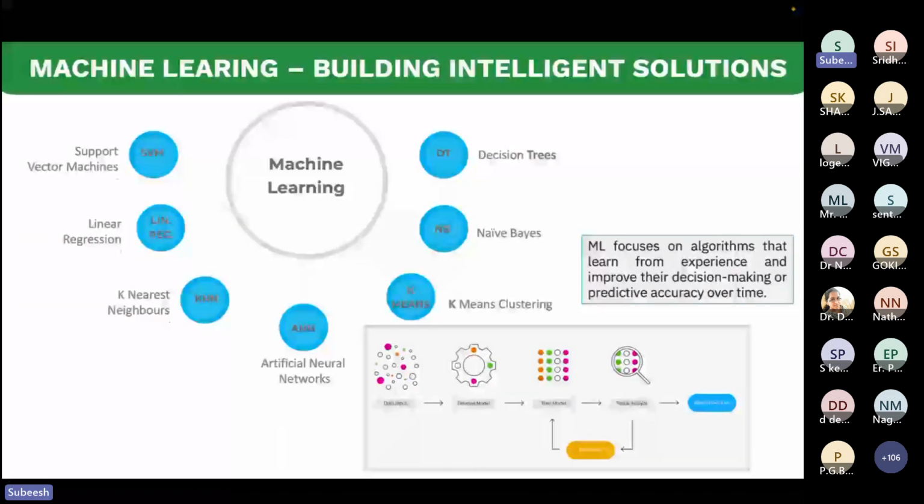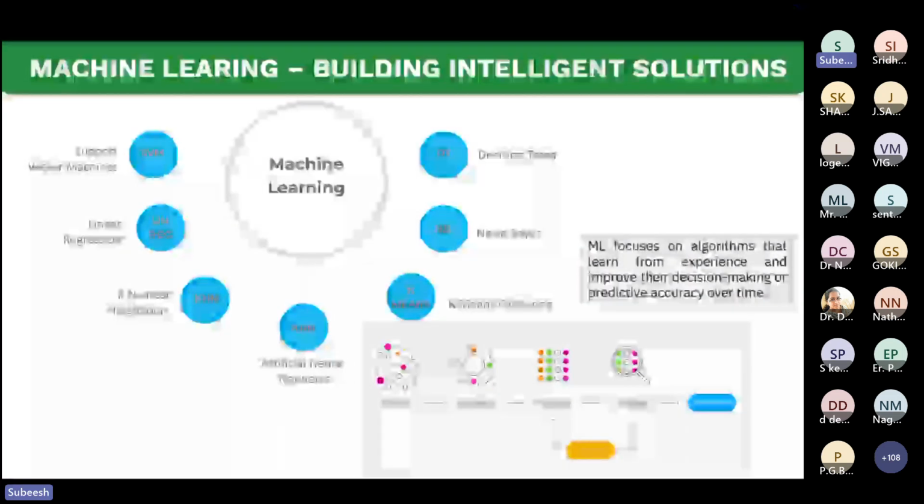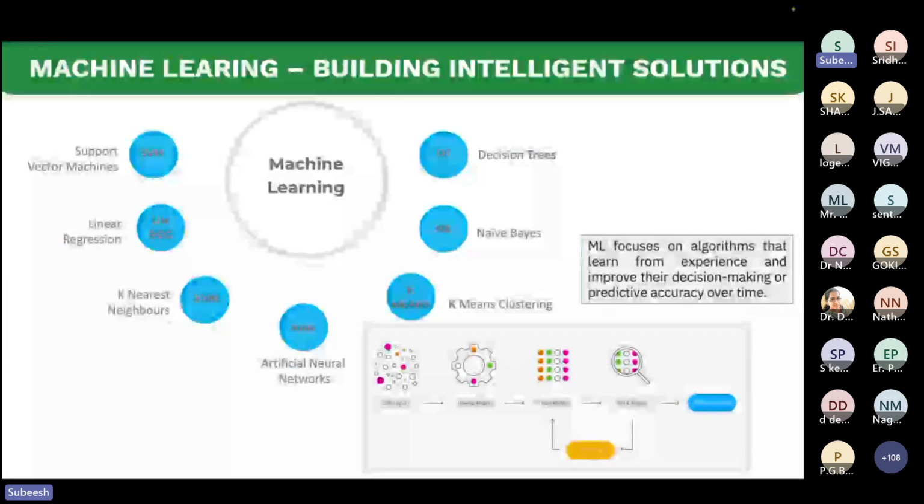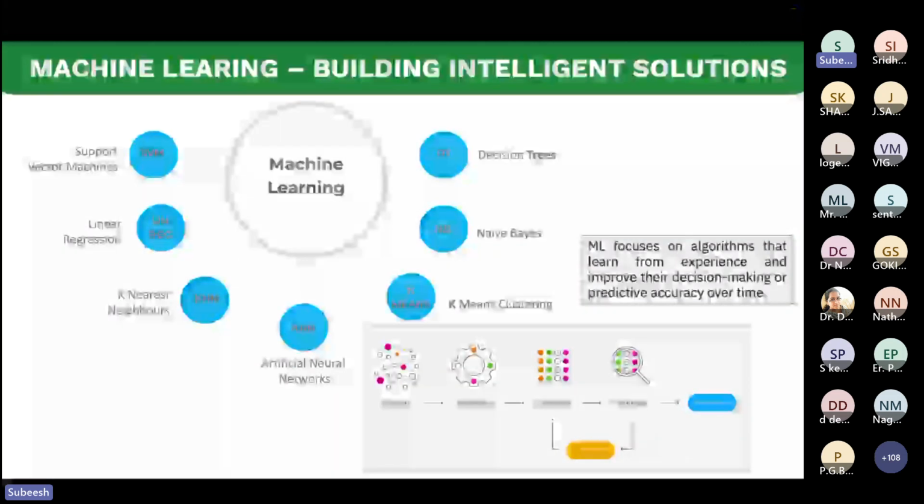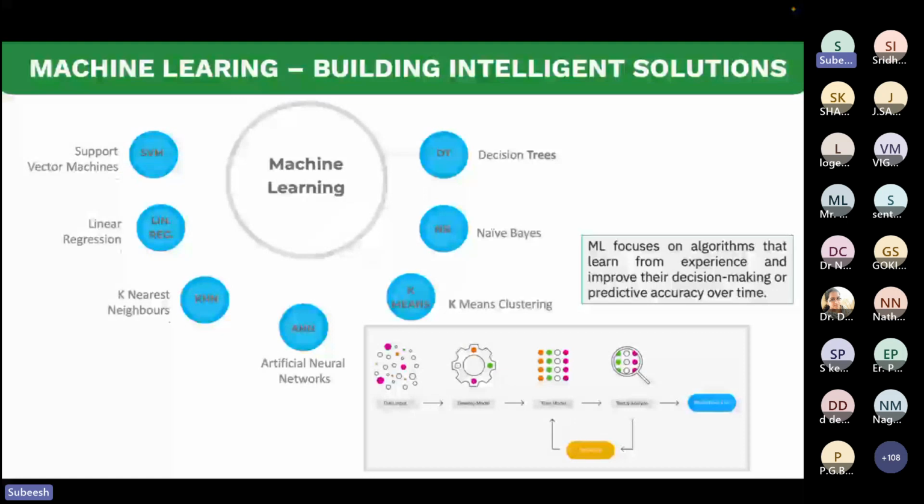These are some of the algorithms we commonly use: SVM, linear regression, k-nearest neighbors, ANN, k-means clustering, decision trees, XGBoost. Our list is big, and I kept only a few algorithms here. They learn from experience; from the data set, we iteratively train them and get meaning out of it.